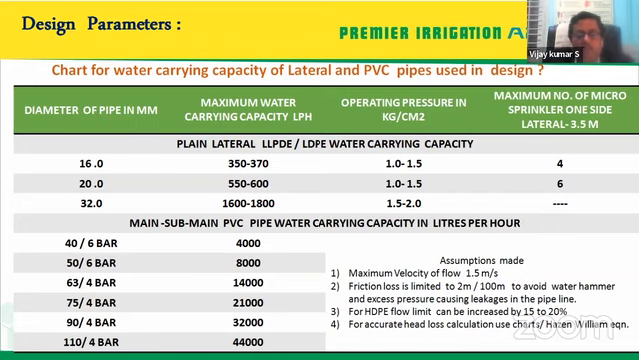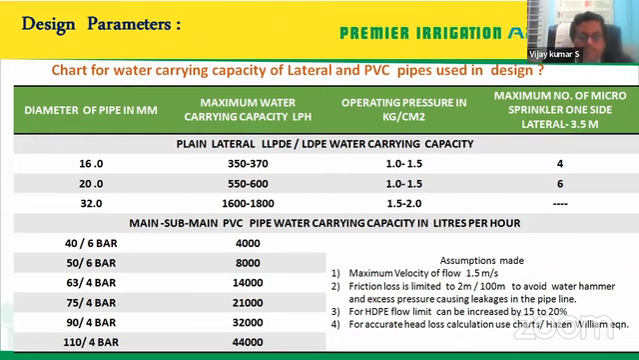Then you know that we have to design even the sub-main. Basically, we are doing a selection. If I start with the smallest diameter, 40 mm, it will carry around 4000 liters. 50 mm will carry roughly around 8000 liters. 63 mm may carry around 14,000 liters, 75 mm 21,000 liters, 90 mm around 32,000 liters, and 110 mm around 44,000 liters. This part I had already explained to you in my earlier session, session number 4 on drip irrigation design.